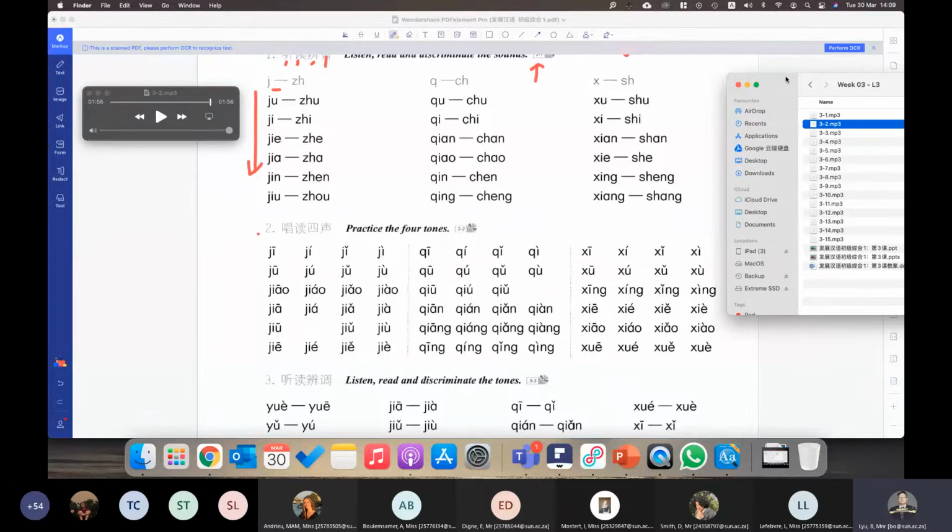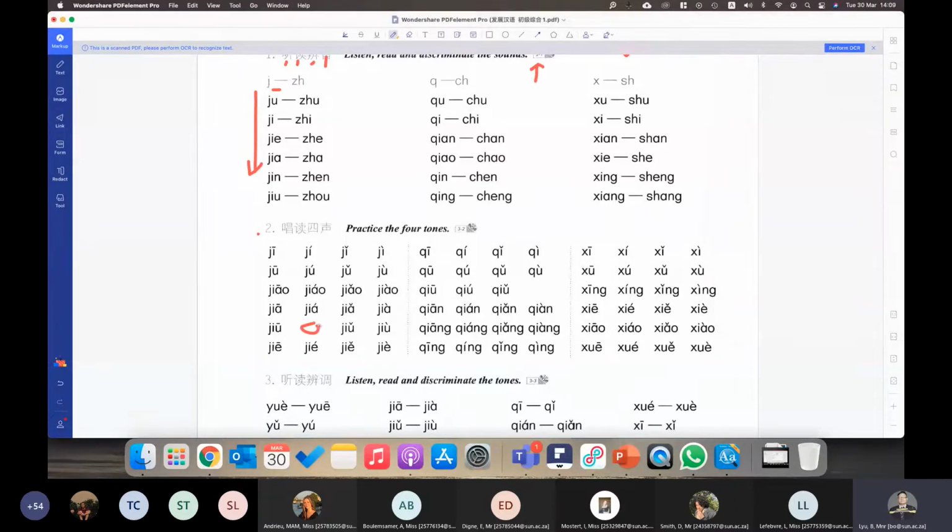Right, let's read them together. Those two empty spaces do not mean the pinyin doesn't exist. It just means there's no corresponding Chinese character, right? Pinyin is for Chinese characters, so when there's no Chinese character, there's no need to learn the pinyin. Now let's read them together. Repeat after me.